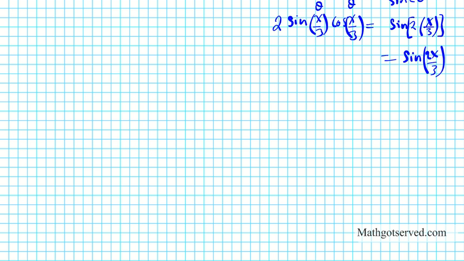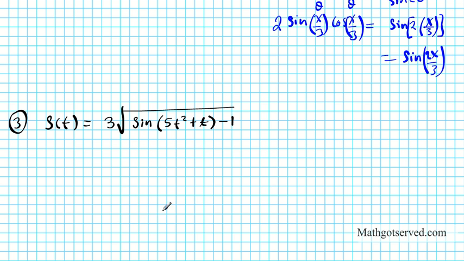Question 3, what if we have the function, a position function this time, s of t equals 3 times the square root of sine of 5t squared plus t minus 1. Okay? Alright, let's go ahead and find the derivative. t is the independent variable here, so we're looking for ds dt.